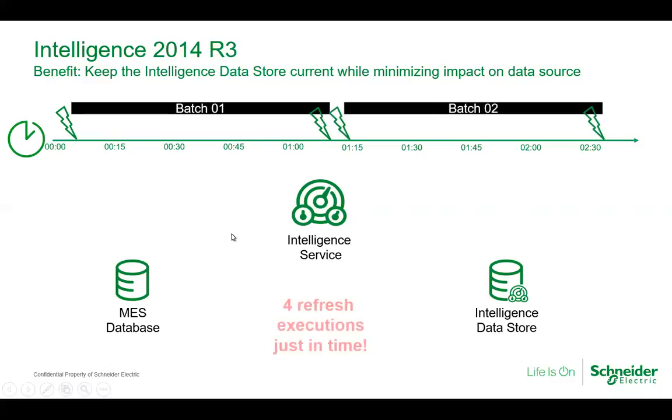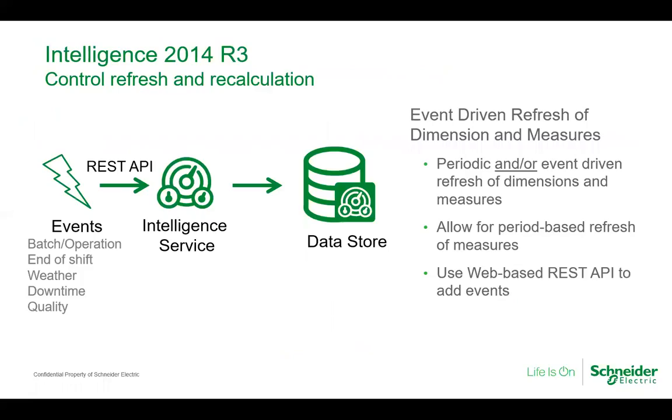In our example here, we now only had 4 refresh executions, executed just in time at the batch start and the batch end. So we really minimize the time it takes to update the Intelligence service and the impact on the source system and on the Intelligence service.